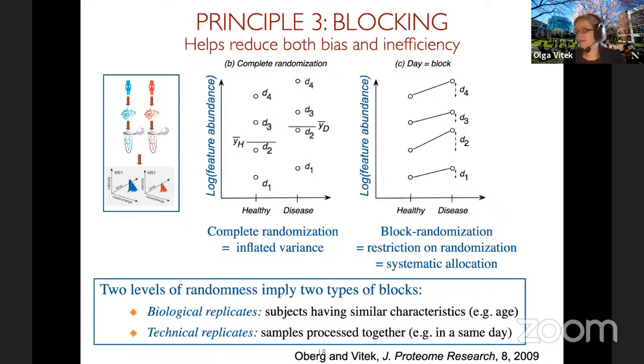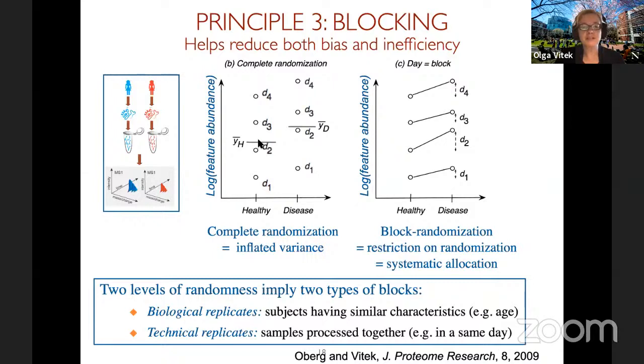And so now we're coming to the most relevant topic for us for this presentation, which is blocking. Blocking is a strategy to account for known sources of variation and reduce the noise associated with the signal. As we have seen just before, if I completely randomly assign all the subjects to different days of data collection, it inflates the variation associated with each group.